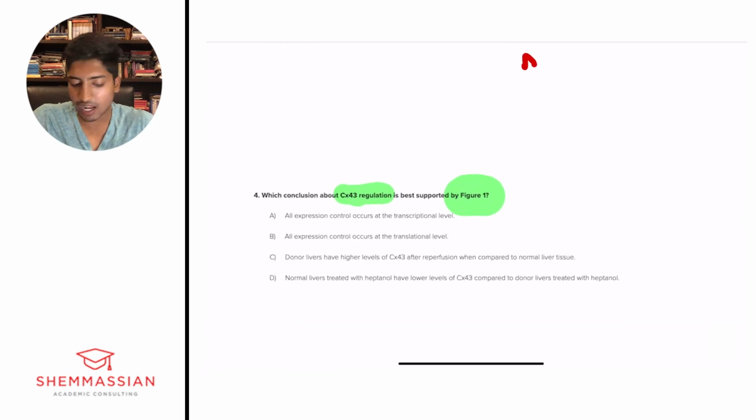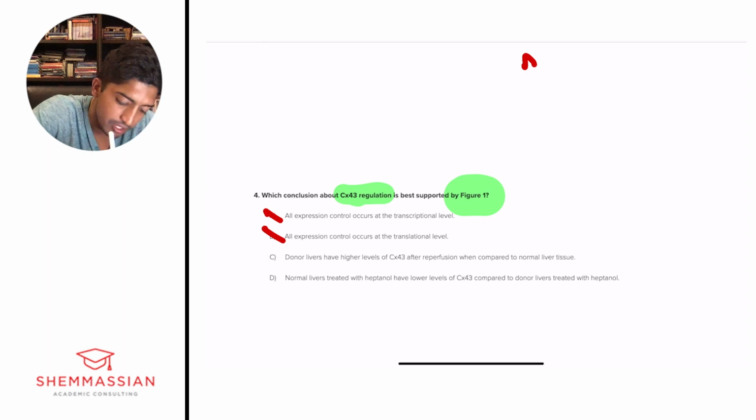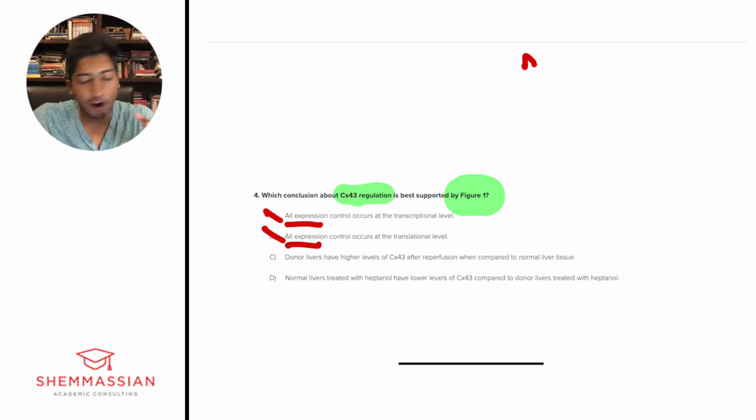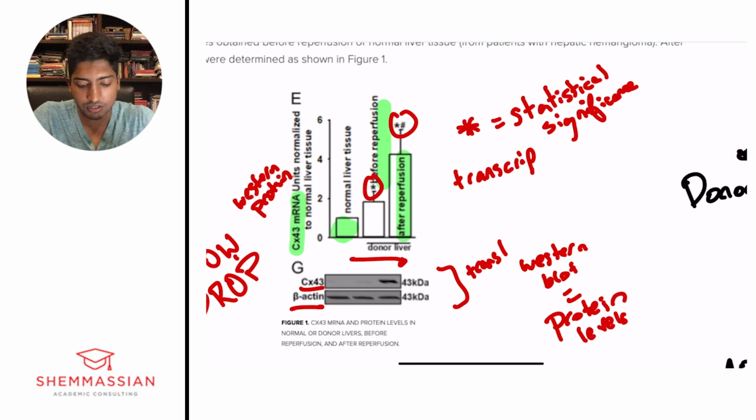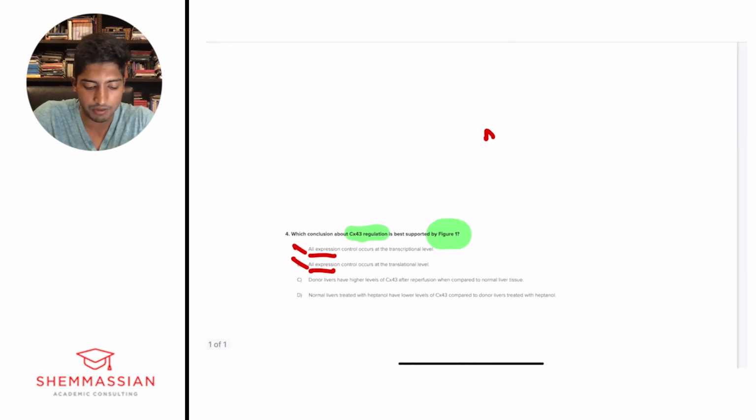So right away, I'm actually going to eliminate A and B, right? All expression control occurs at the transcriptional level, and all expression control occurs at the translational level. The reason for this is it uses extreme terminology. Whenever you see all expression or all of something, you already know that's not true, because there's always going to be some sort of exception. And here, you can even see that there's changes in both transcriptional levels as well as translational levels, right? They're not identical in any case. The top one indicates transcription, the bottom one translation, so we can eliminate A and B immediately.